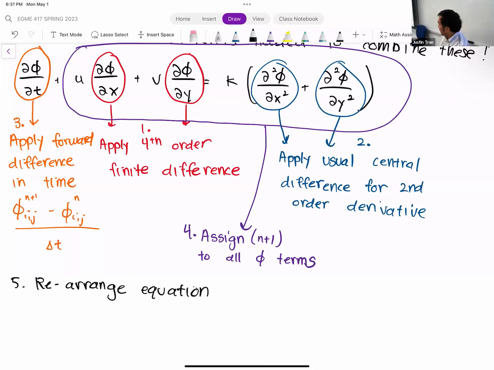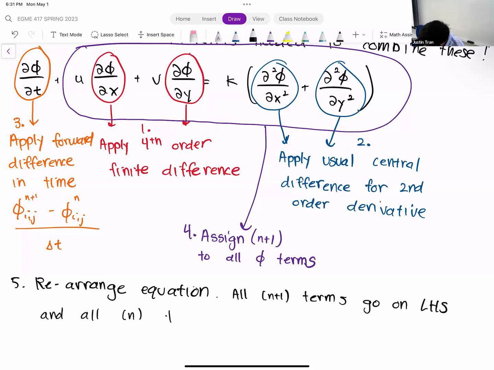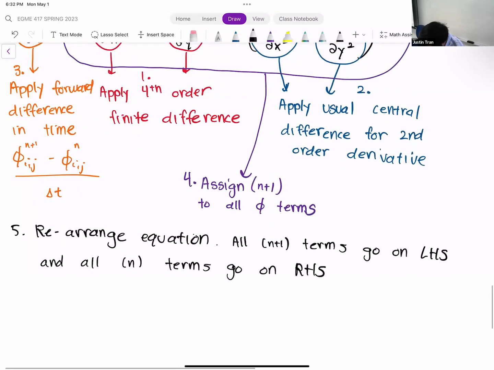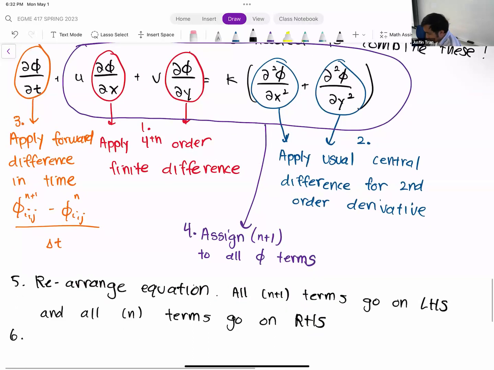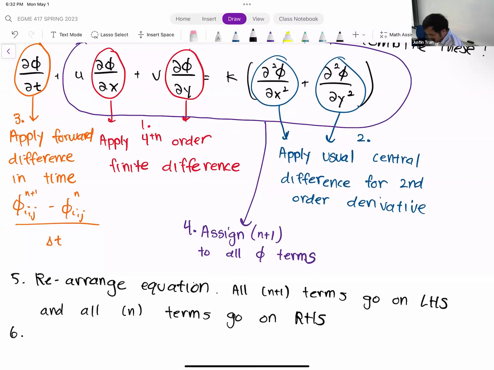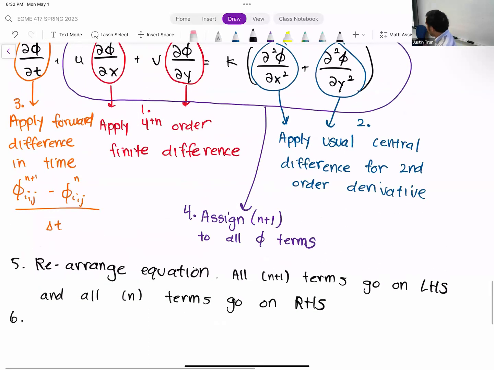What you're going to do is rearrange it so that all the n plus 1 terms are on the left-hand side of the equal sign, and all the n terms are on the right. Okay. That's going to take a bit of algebra, so definitely take your time with that. All right, and after you do that, most of your terms should be on the left-hand side. Okay. And you can do some simplifications here too. Usually we multiply by delta t and divide by delta x. It doesn't matter all too much. Just be consistent with your work.